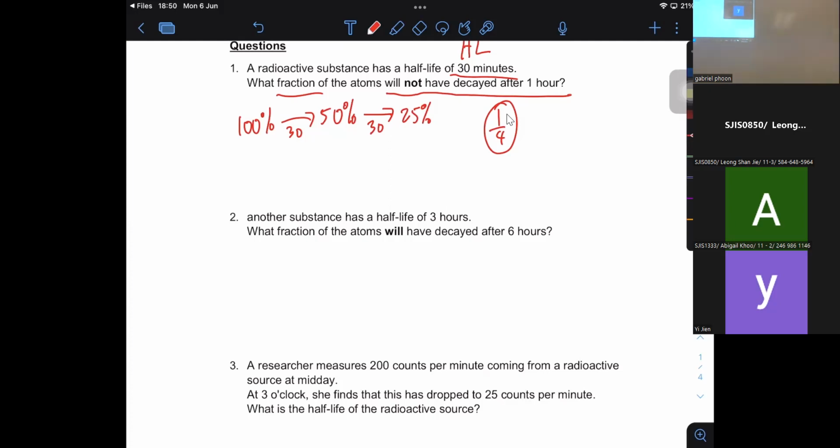So my count is already 100%. So the 50% would be 100 counts per minute, 25% would be 50 counts per minute. Oh, excellent. Very good. Okay, everyone. Time's up. Let's go through the question together.